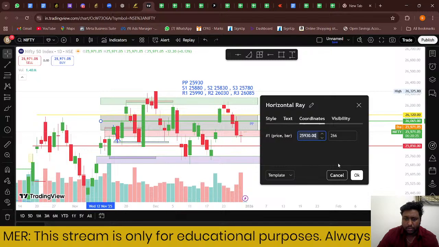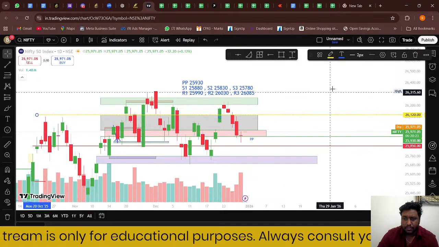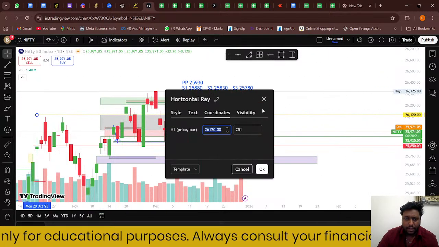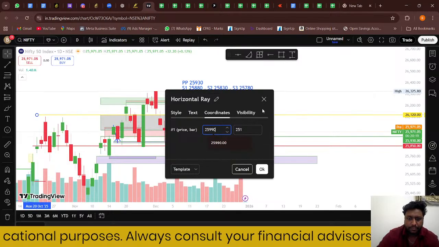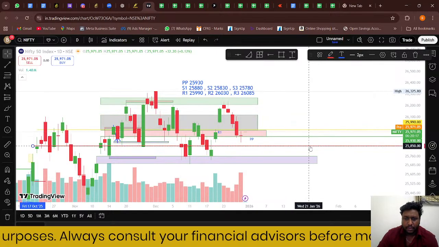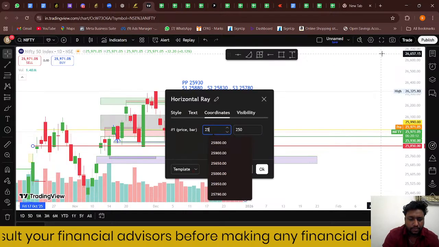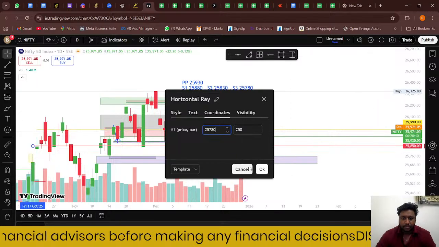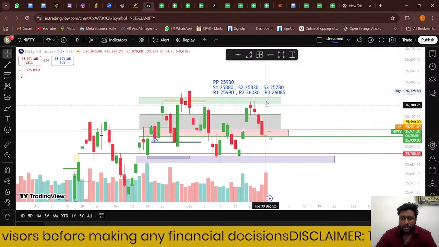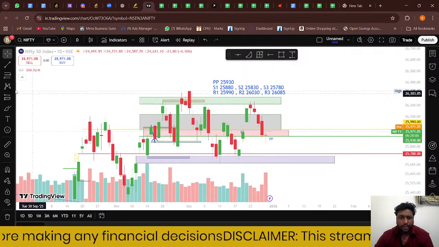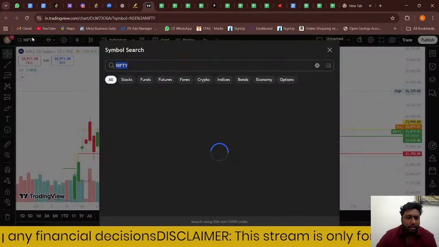25,930 on the pivot line, and first resistance at 25,990. Third support is at 25,780. We will mark the bullish and bearish zones after we discuss the levels with respect to our Bank Nifty.